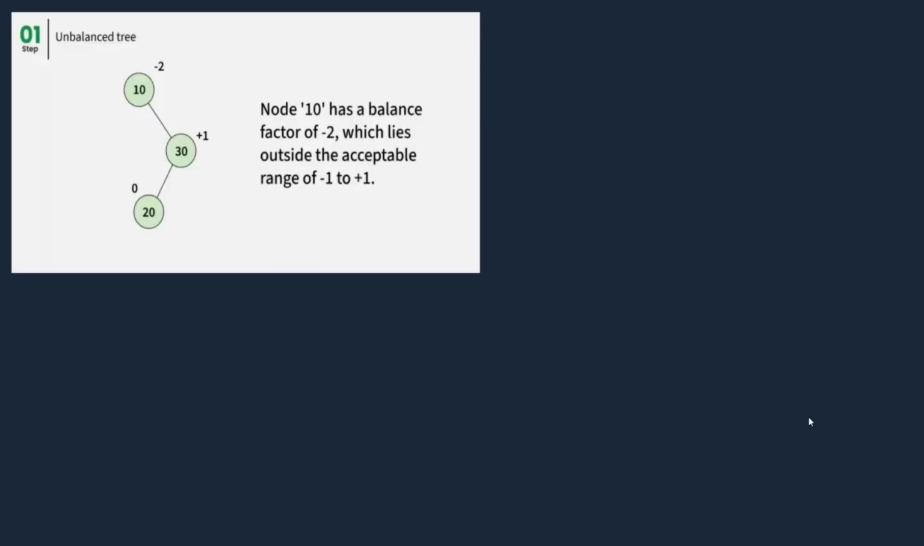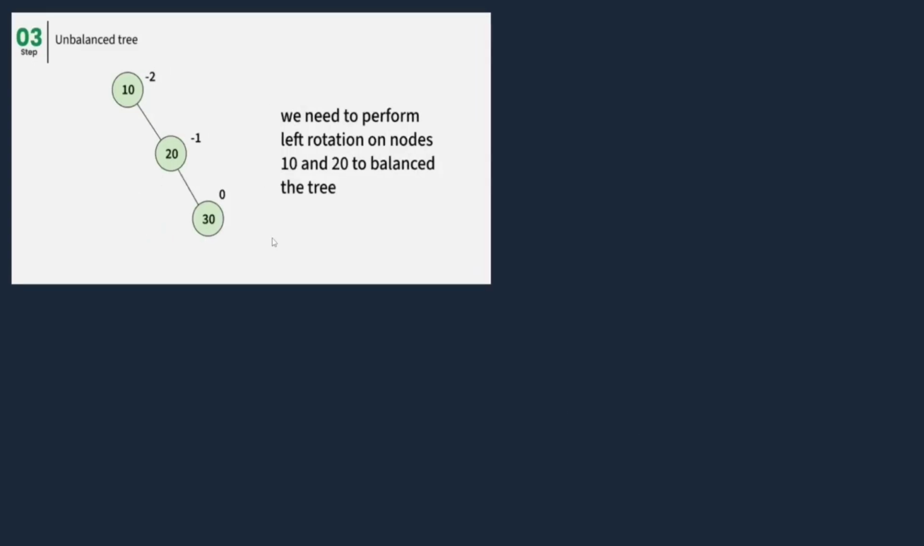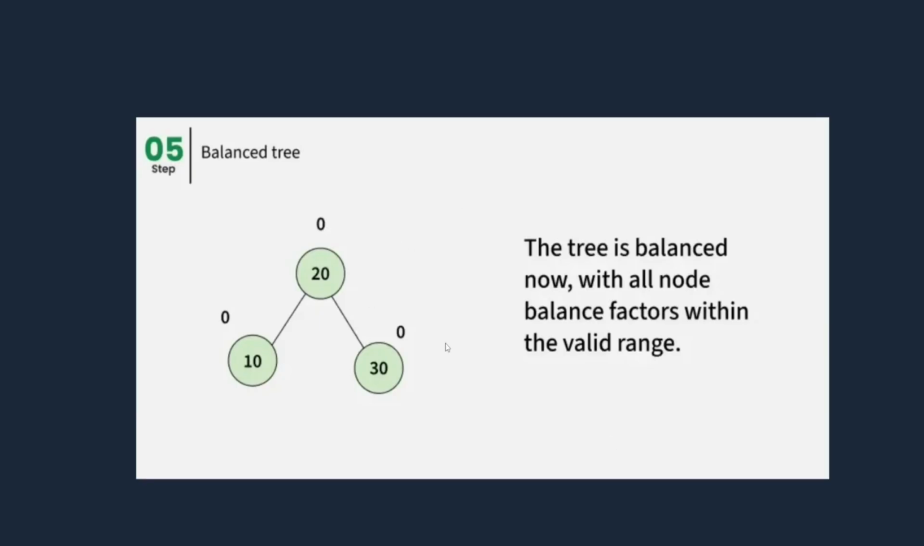Here is an example of RL rotation. Here insertion occurs in the left subtree of the right child. So first we perform a right rotation on the child node, then convert the RL case into an RR case. Now we perform a left rotation on the parent node. Then the tree becomes balanced again. Therefore, the RL rotation requires first right rotation, then left rotation.